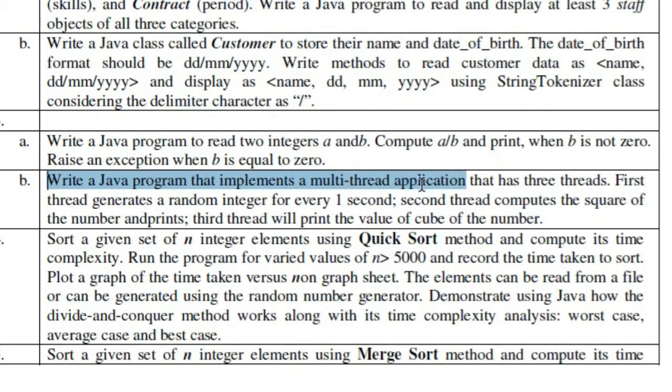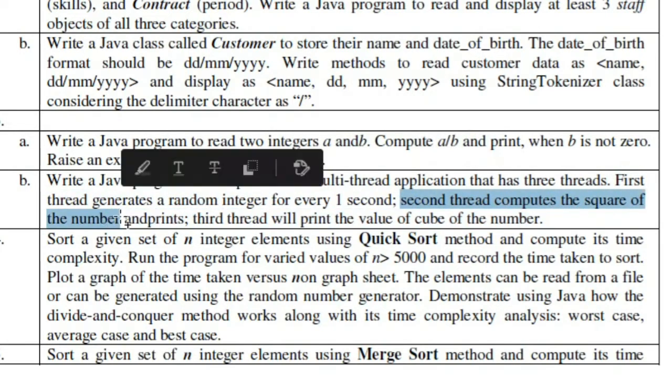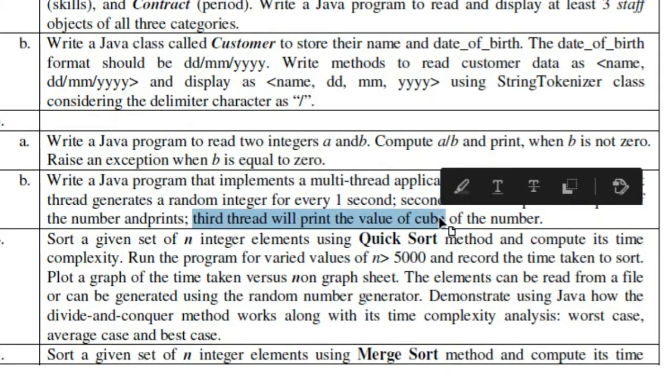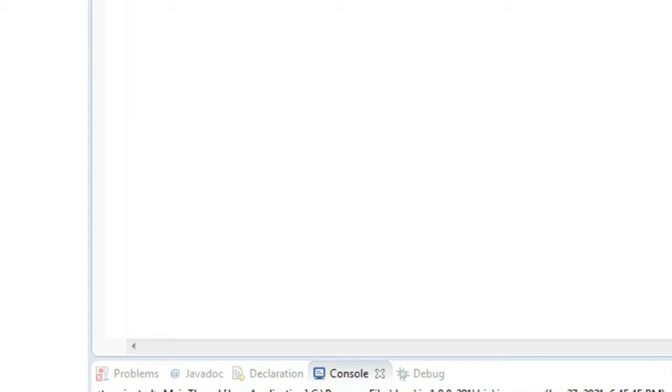In the second part, you have to write a Java program that implements a multi-thread application and has three threads. The first one will generate a random integer, the second one will calculate the square of that number, and the third one will calculate the cube of that number. Let's see what the general overview of this program is.